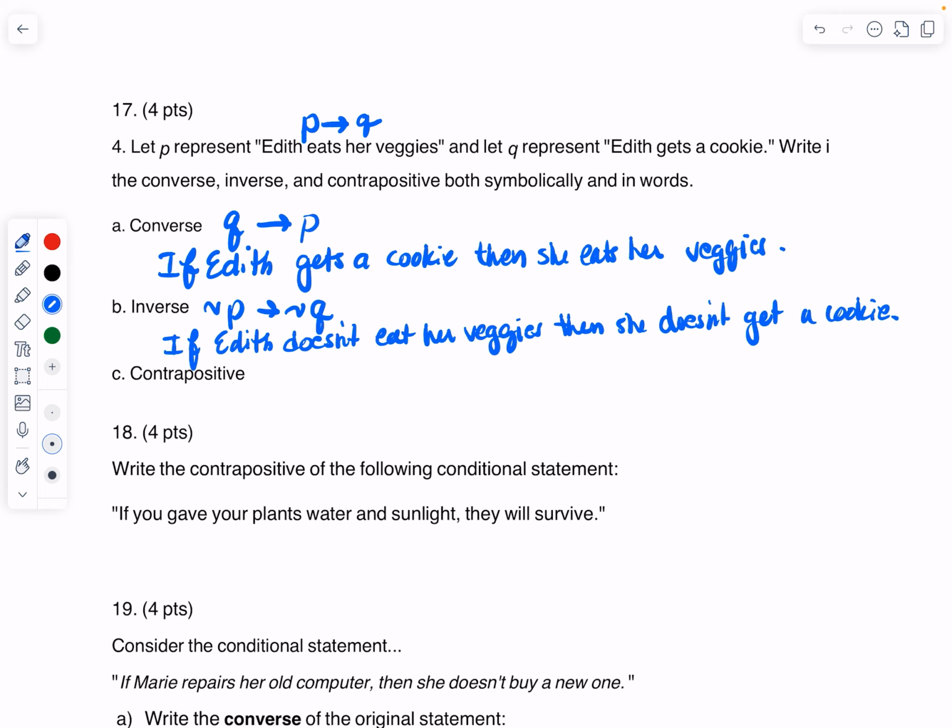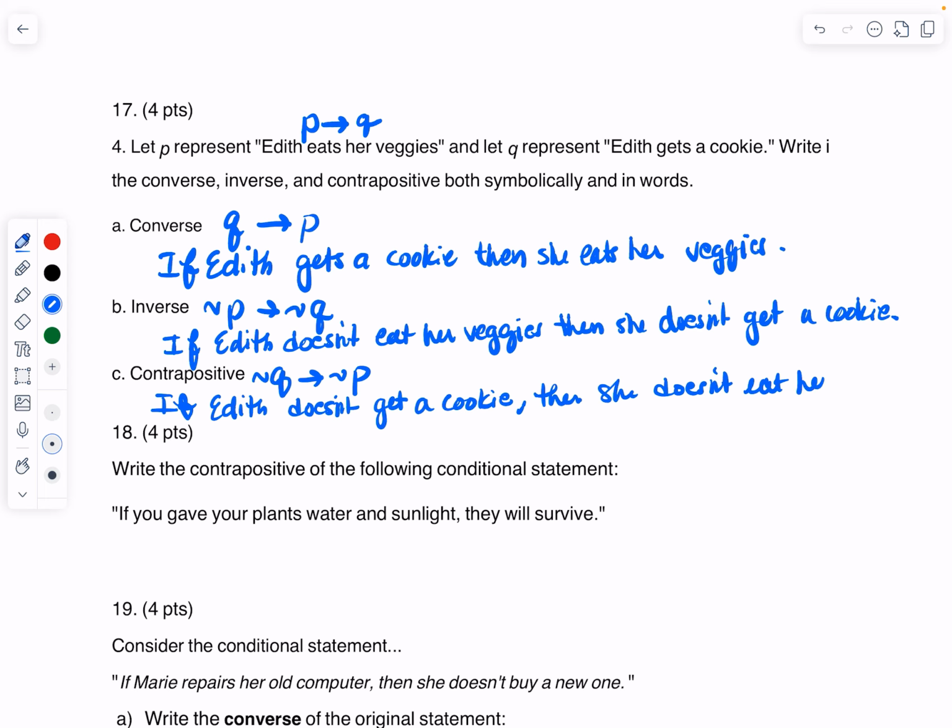So contrapositive is negation Q, then negation P. So that looks like this. Edith doesn't get a cookie. And again, I need the word if. If Edith doesn't get a cookie, then she doesn't eat her veggies. All right.